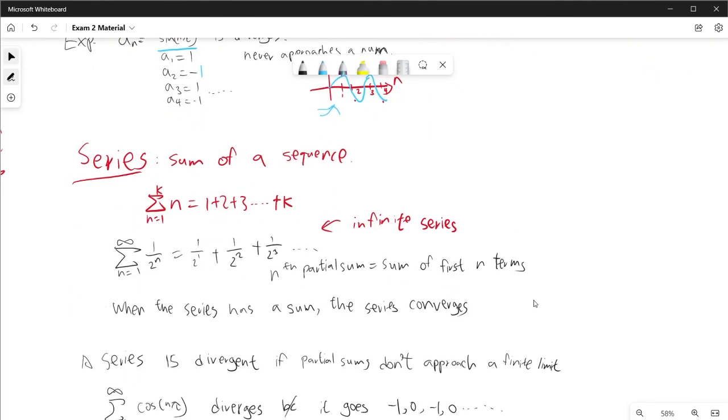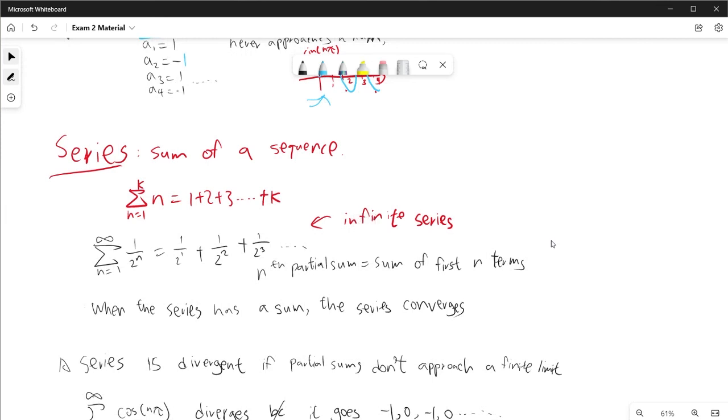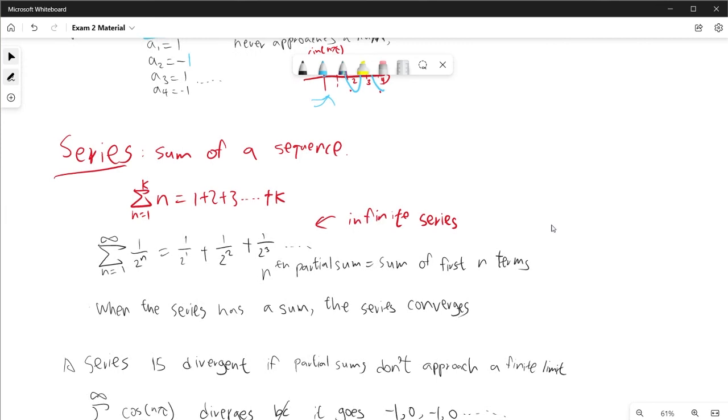And then we have series. A series is a sum of a sequence. This is where we use the big sigma summation notation, right? It starts from 1 in this case and goes to k. It's just saying that I'm summing 1, 2, 3 all the way up to the number k.